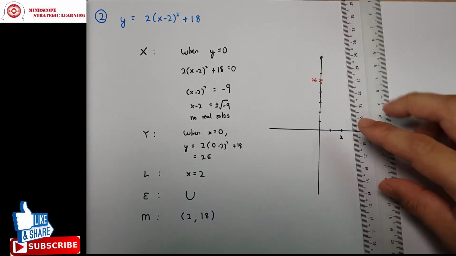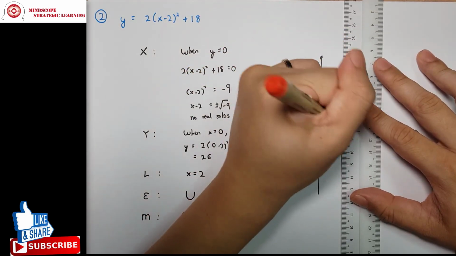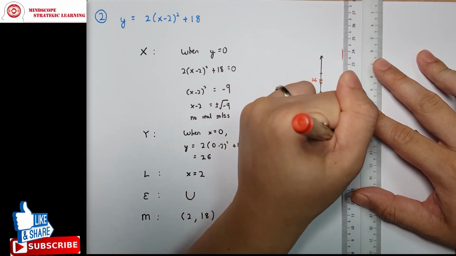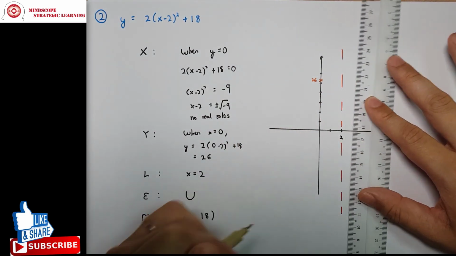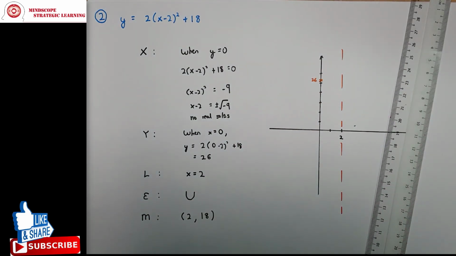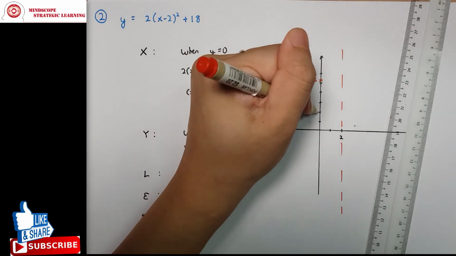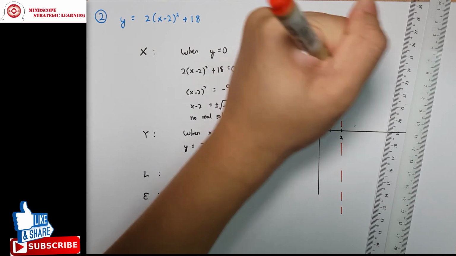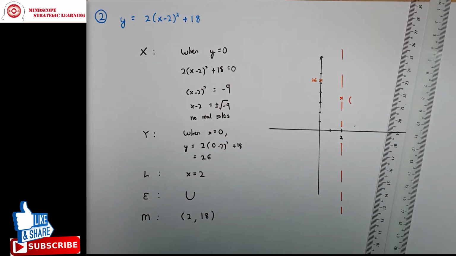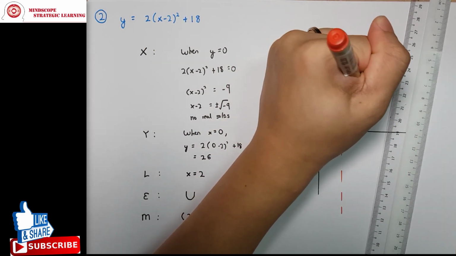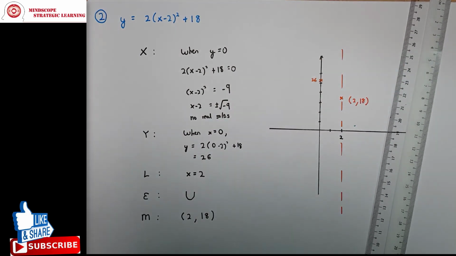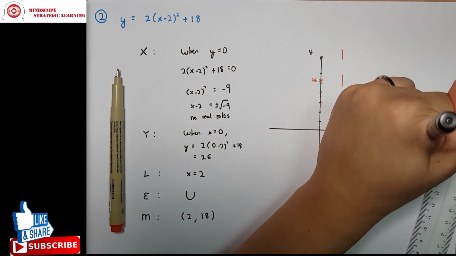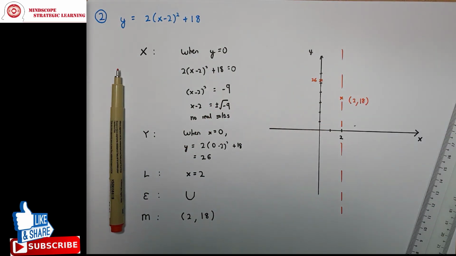Now, the line of symmetry is x equals 2. And the minimum point is 18. So 5, 10, 15, 18 is roughly here, and that is the minimum point. So we have (2, 18). So now we are ready to begin our sketch.